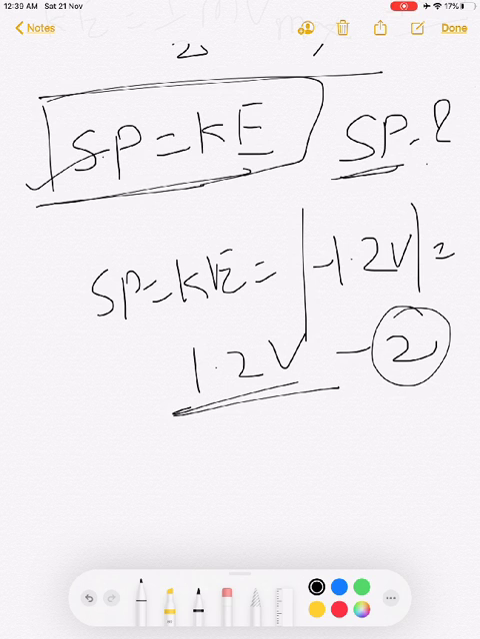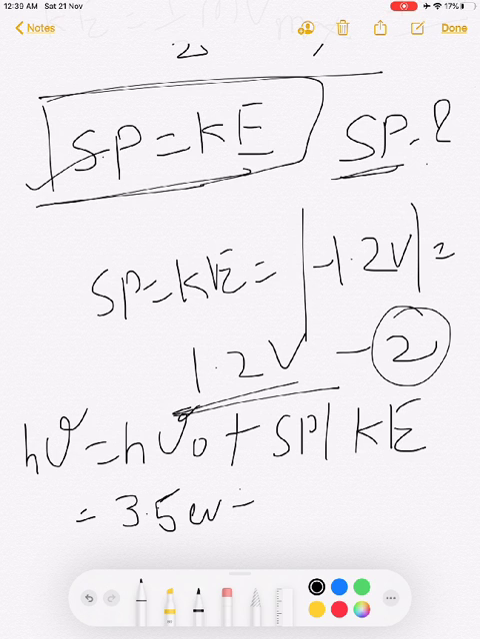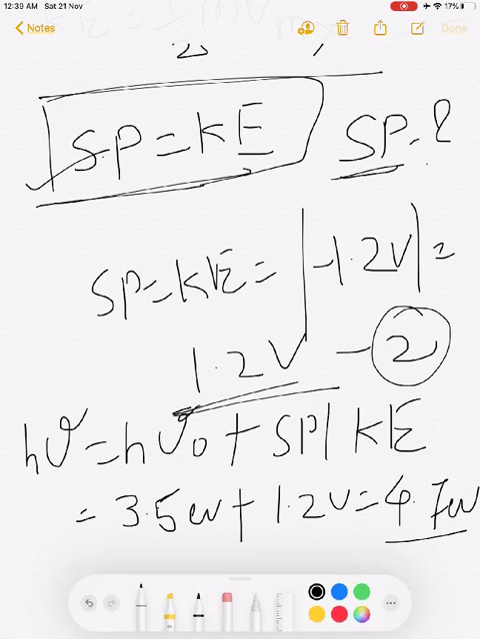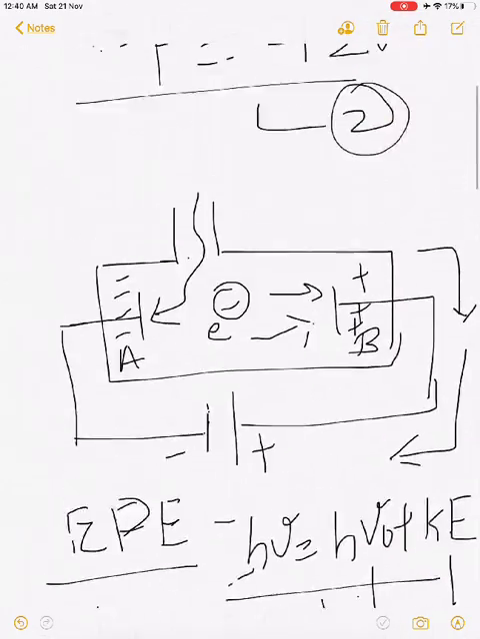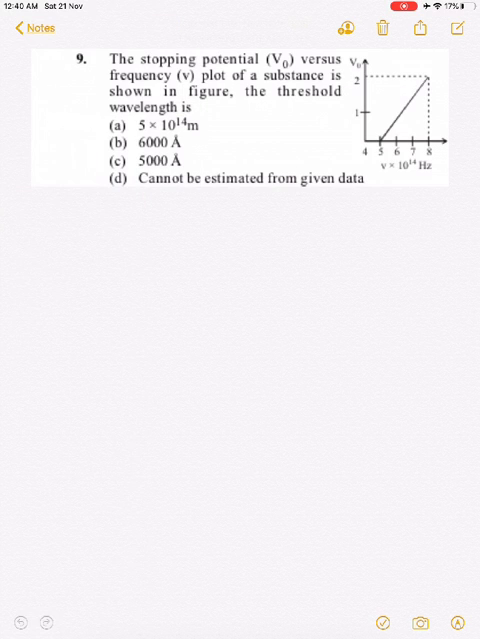Now we will see the problem. In the problem, h mu is equal to h mu naught plus the stopping potential, or kinetic energy. After putting in all the values, h mu naught is 3.5 electron volt plus the stopping potential of 1.2 volt, so the total energy is equal to 4.7 electron volt. Now back to the question. Option A, the energy of the incident photon is 4.7 electron volt. So option 1 is the correct answer.